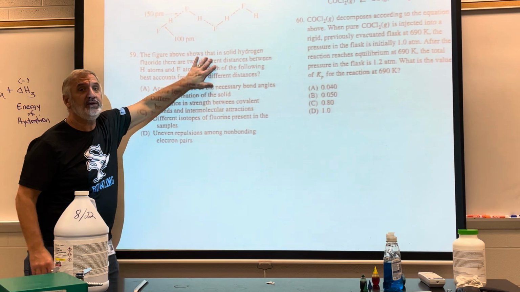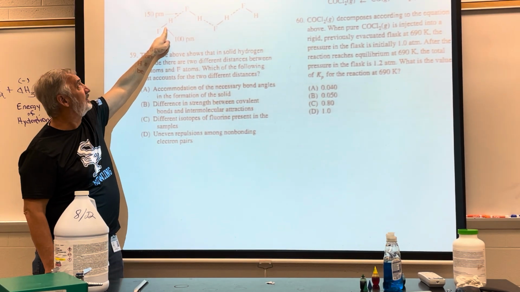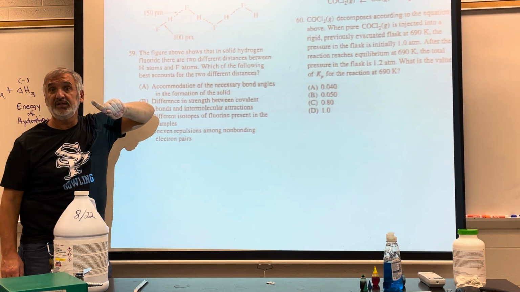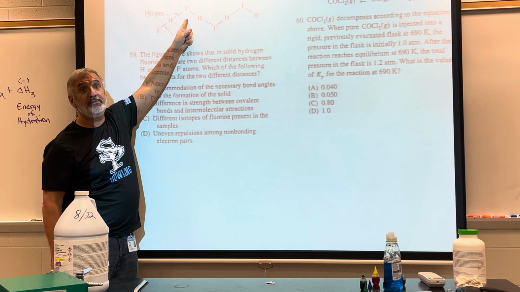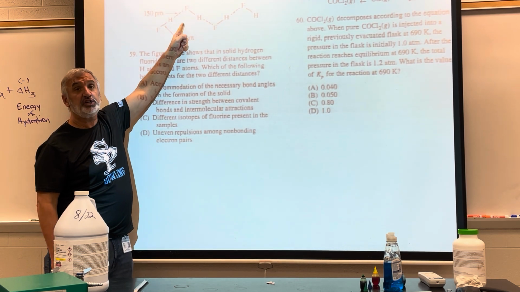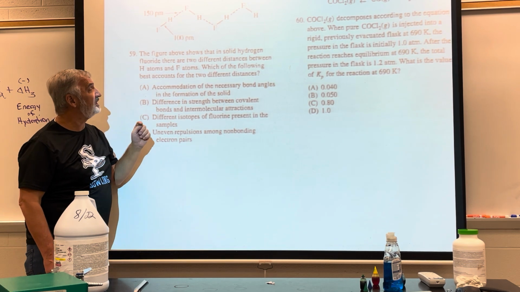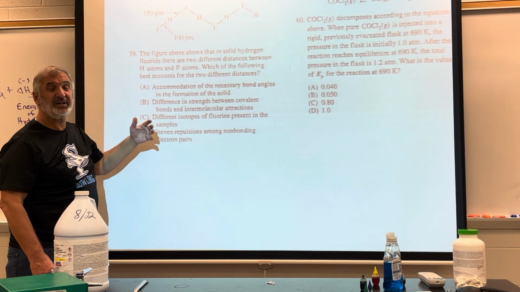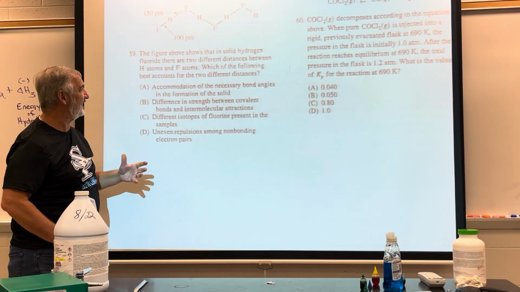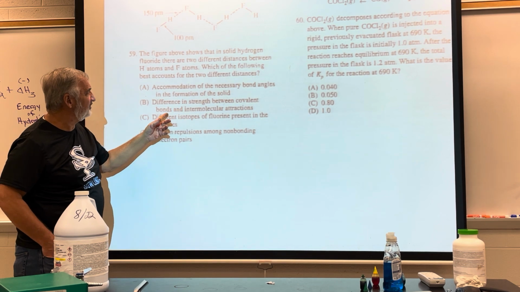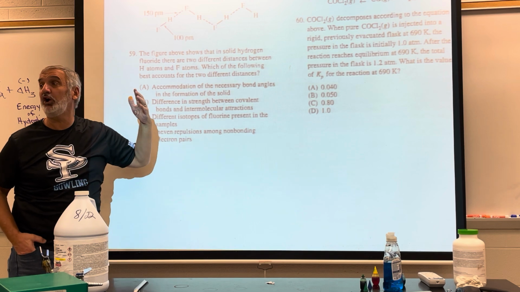Now, before I even read any of this, what type of bond is this right here? That's a covalent. What type of bond is the dotted line? Hydrogen bonds. Covalent bond, IMF, intermolecular forces. Okay? So, accommodations necessary of bond angles. Again, as soon as I see covalent bond, hydrogen bonds, it's got to be something related to that. The difference in strength between covalent bonds and intermolecular attractions. I like that answer, but I'm going to read them all.